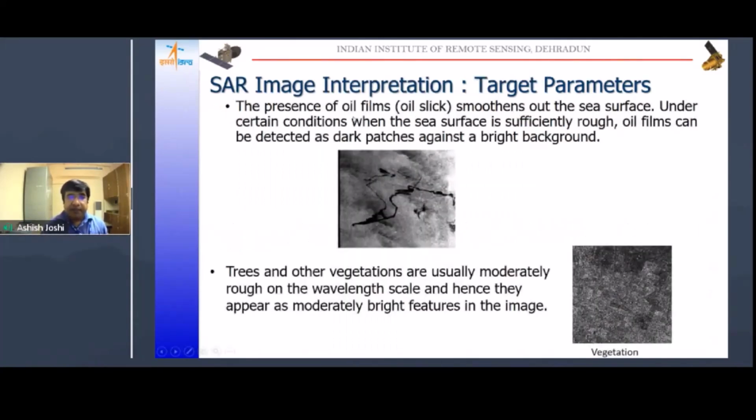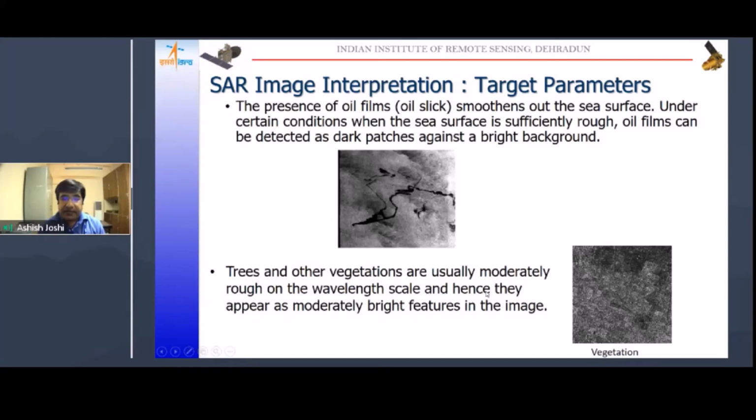Now, the presence of an oil film smoothens out the sea surface. So in this SAR image, we can see this oil slick. It has very high specular reflection. As the SAR signal falls on this surface, the energy is reflected away from the sensor. This means we have specular reflection, so it will appear as dark tones in the SAR image.